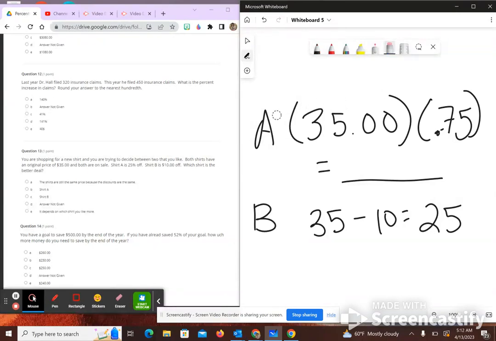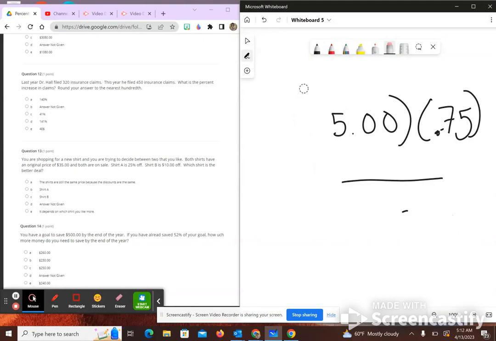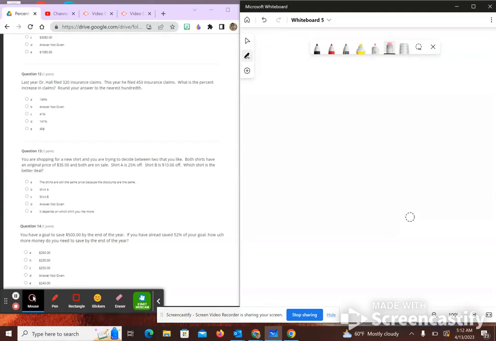Lastly, let's look at 14. It says you have a goal to save $500 by the end of the year. If you've already saved 52% of your goal, how much more money do you need to save by the end of the year? So I would do, let's see here, 52% is 52 out of 100. That's how much you've already saved, and your goal is 500.